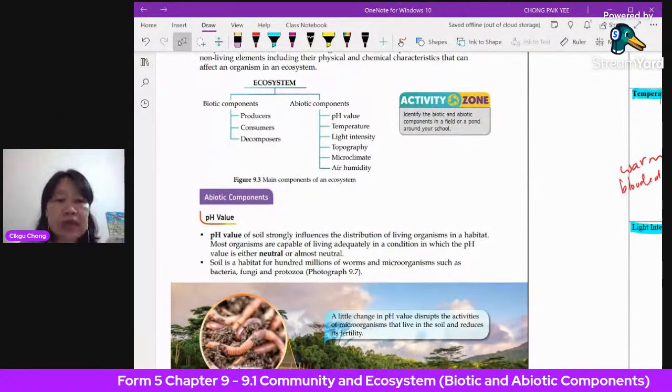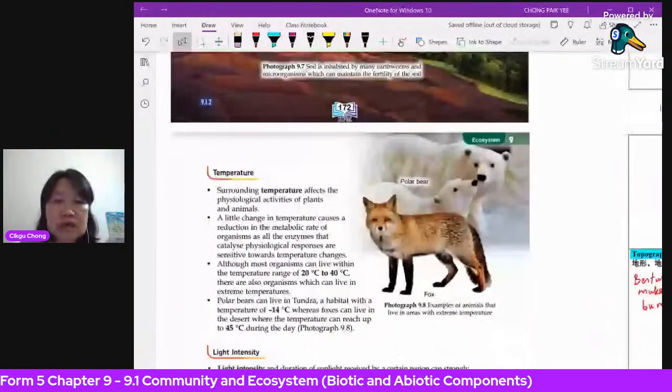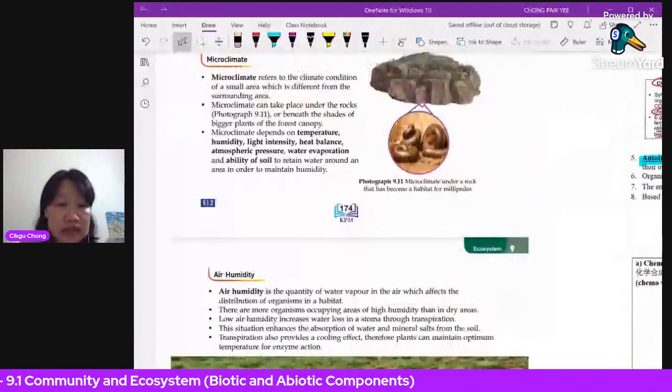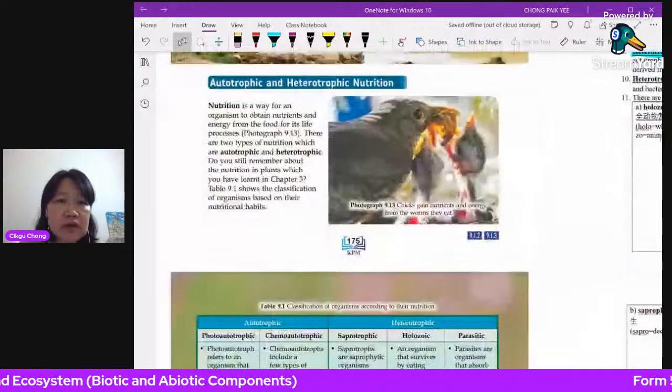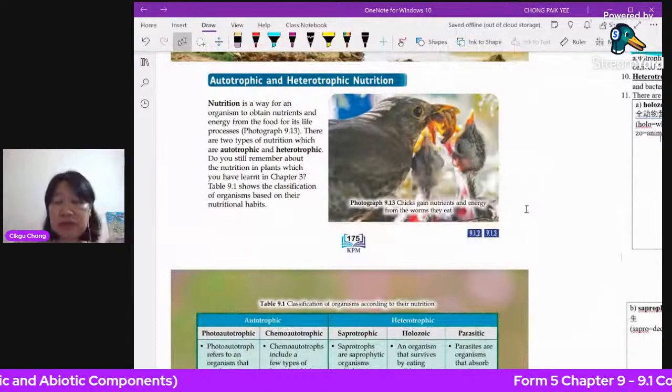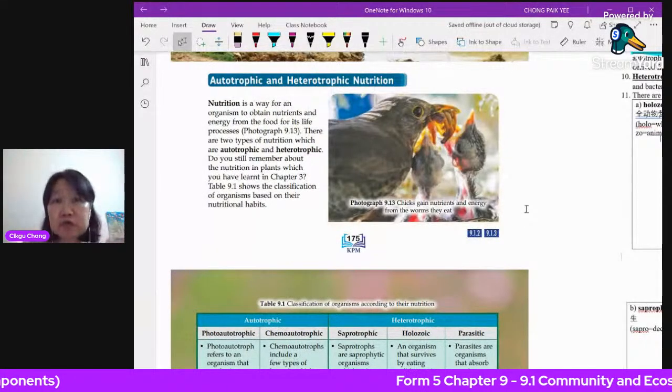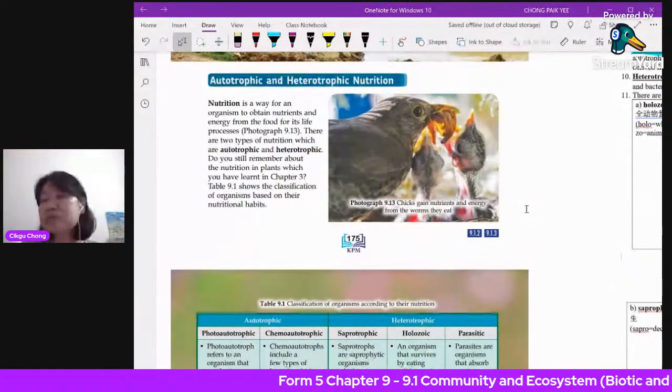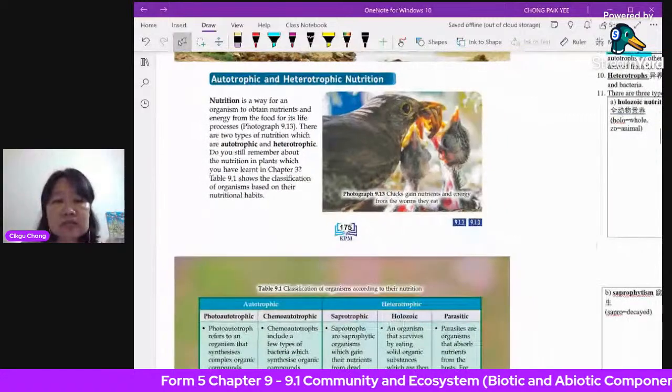How do they affect the distribution of the biotic component? Okay. And lastly, a little bit on nutrition, because in the next lesson we're going to go into the different types of relationships. And one of the relationships is the food chain. The next one will be about the food chain. Okay, so this is what I need to show you.